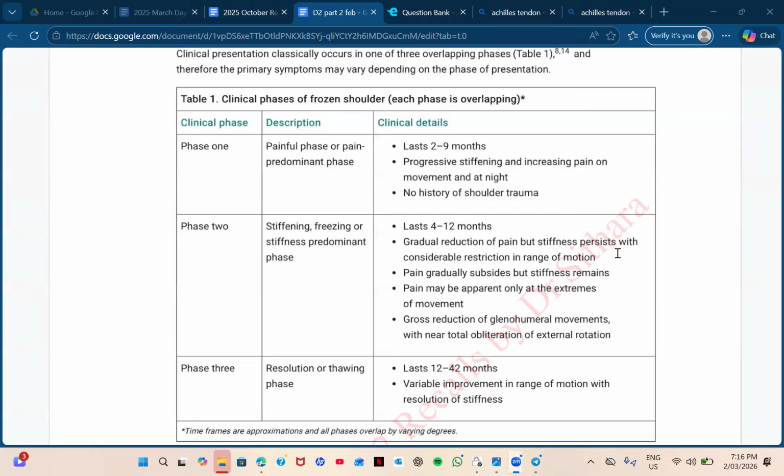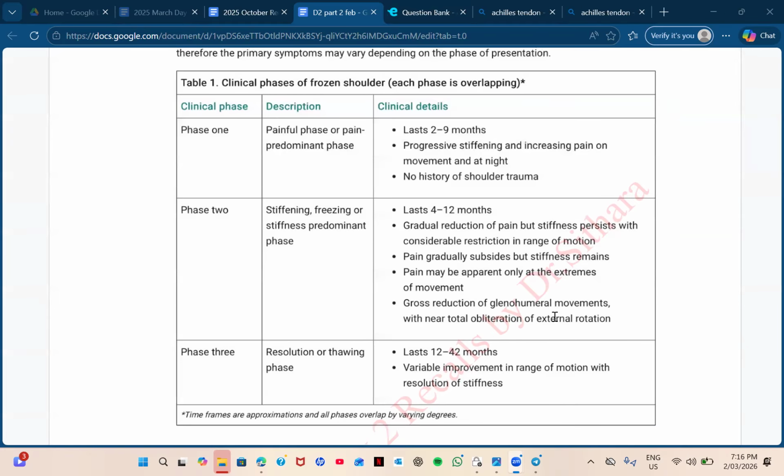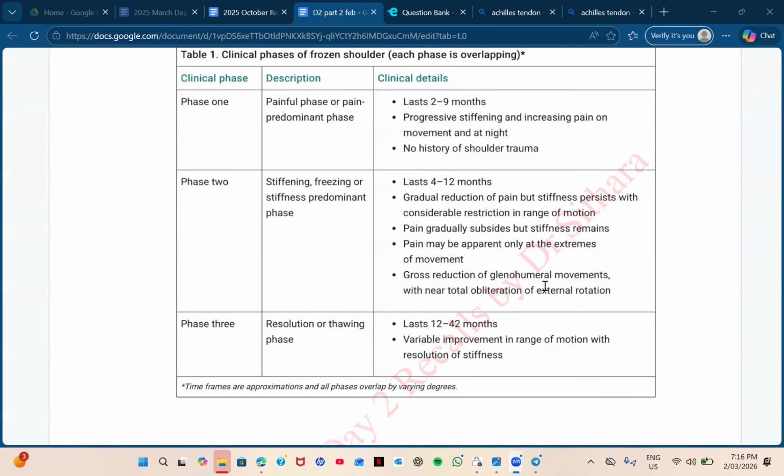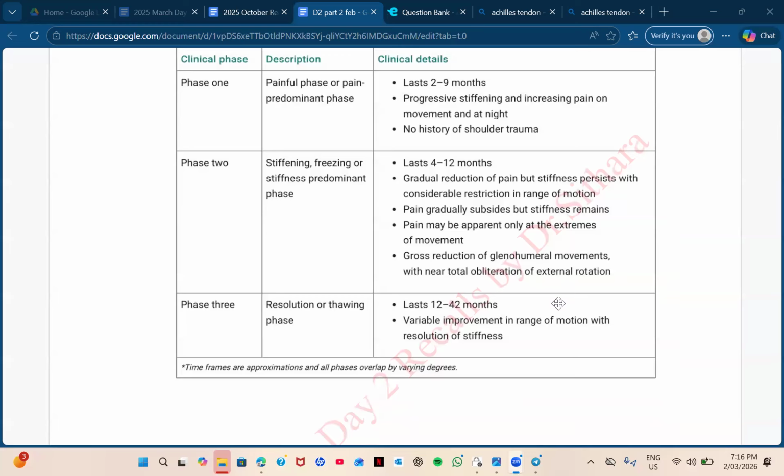You have to differentiate those from rotator cuff tendinopathy. Because of that, I'm repeating these words: active and passive movements are restricted. Then pain may be apparent only at the extreme of movement. So there is gross reduction of glenohumeral movements with near total obliteration of external rotation.